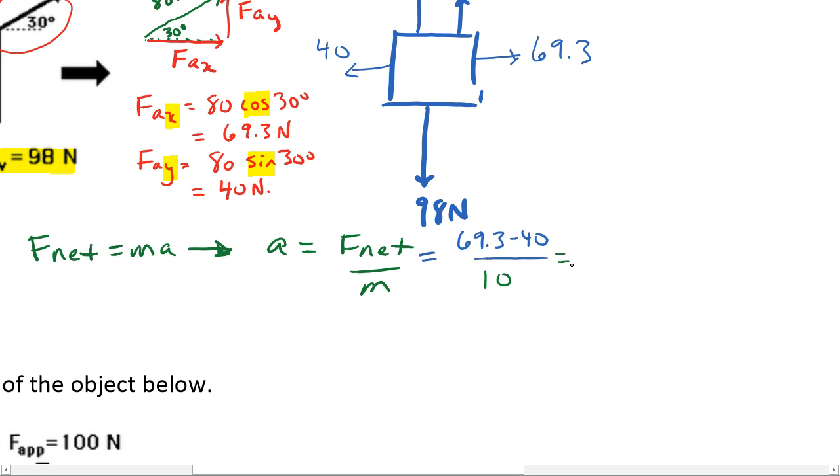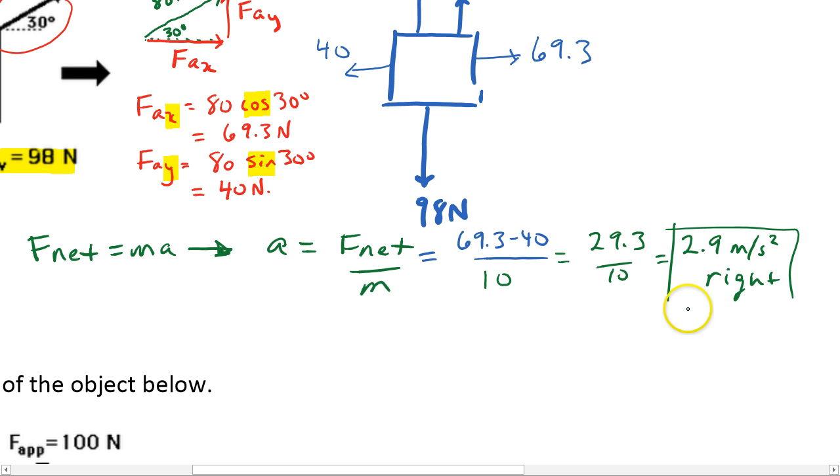69.3 minus 40 is 29.3. Divided by 10, it's going to be equal to 2.93. Most of my numbers are only two digits, two significant figures, so I'll round it off to 2.9 meters per second squared, and direction, which is to the right. So here I've answered the question about acceleration.